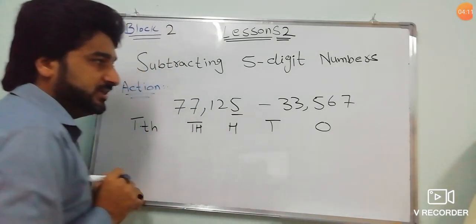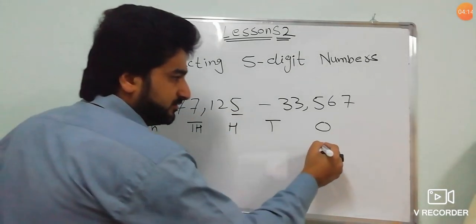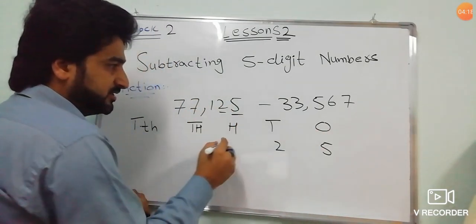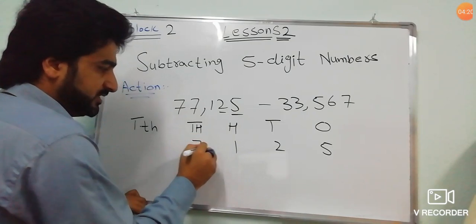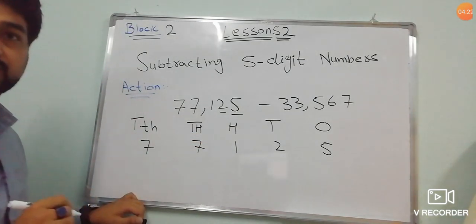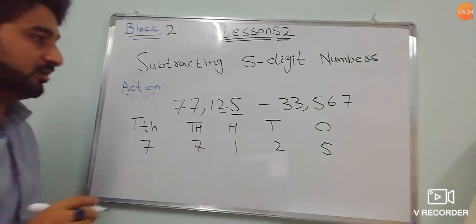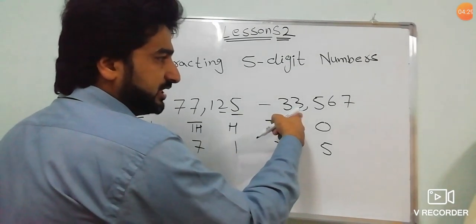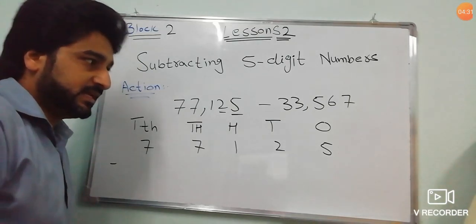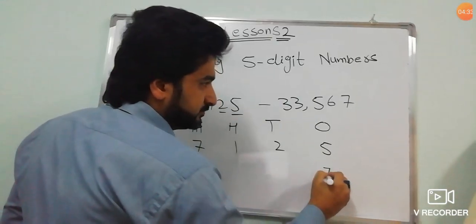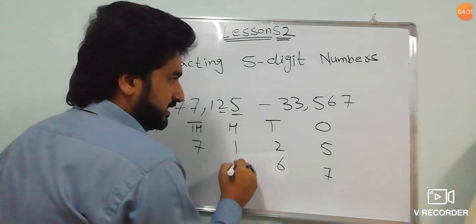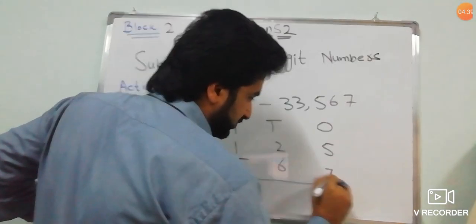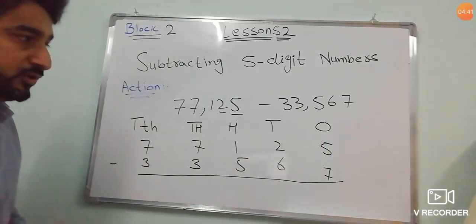The digit at ones place is 5, so I'll write it at ones place, then the tens place digit, then the hundreds place digit, then the thousands place digit, then the ten thousands place digit. So I arrange all the digits according to place value. Now I have to subtract the other number, that is 33,567. So writing 7 here, 6, 5, 3, 3. I hope all of you understood how we are arranging using place value.